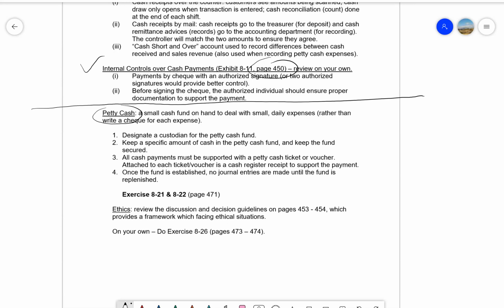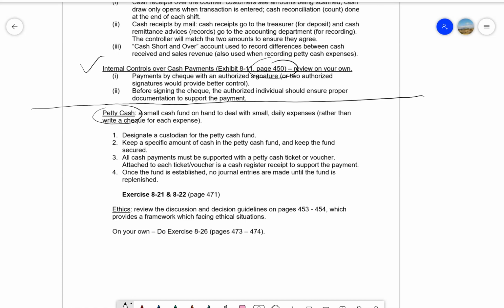And so rather than have to write a check and get that approved, they set aside a small amount of cash. It could be $400, it could be $300, and they set that aside. So whenever they need to make daily small expenditures, that employee can just go to the person that is looking after the petty cash, the petty cash custodian, and say, I'm going to go buy some coffee. I need $50. The custodian gives the employee $50 in cash. The employee goes to the grocery store, buys the coffee, brings back the receipt and also the change, and that goes into the petty cash fund.